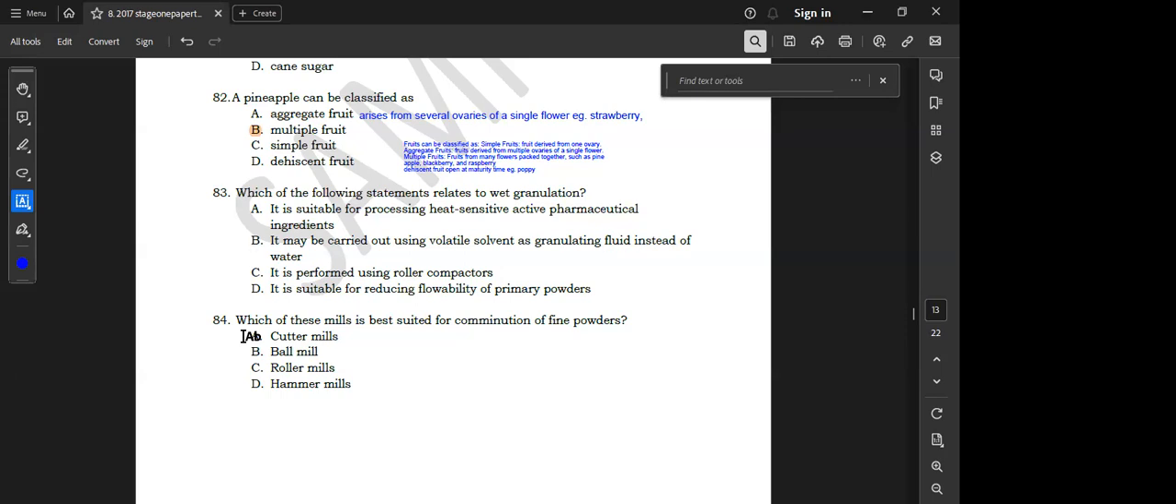Which of the following statements relates to wet granulation? It's suitable for processing heat-sensitive active pharmaceutical ingredients. It may be carried out using volatile solvents as granulating fluid instead of water. It's performed using roller compactors, and it's suitable for reducing flowability of primary powders. So what are the types of powders? When do we use dry? When do we use wet? We can discuss that.